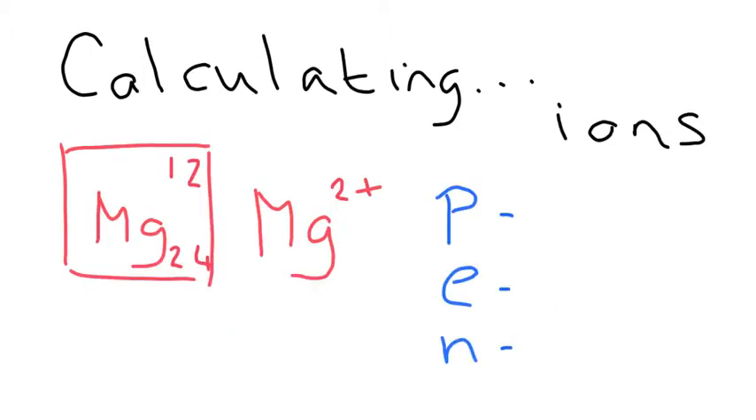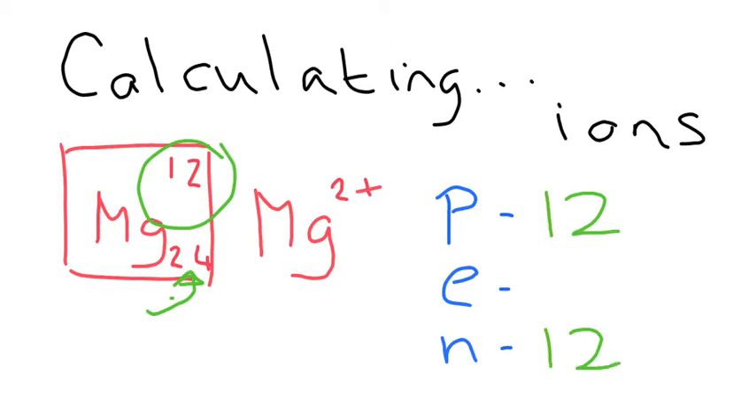So let's have a look at another example. This is magnesium. If we look at magnesium, we can see that it has an atomic number of 12. So straight away we can say it has 12 protons. As we saw earlier, it has a mass number of 24. So if we look at the difference between those two values to work out the number of neutrons, it has 12 neutrons.